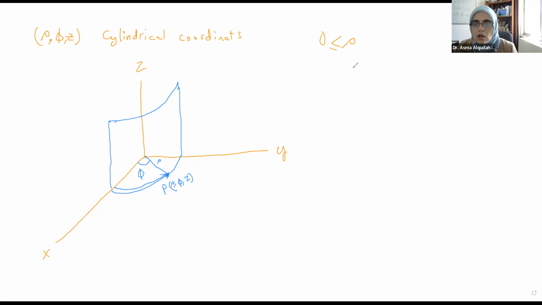Now let's talk about phi. Phi represents an angle in radians. If the point P is on this x-axis, then the value of phi is 0. If we move around all the way until we get back to the same point, we have gone a full cycle, a full circle. So this is the maximum value of phi, which is 2 pi. So phi is in the range from 0 to 2 pi. Okay, and it's in radians.